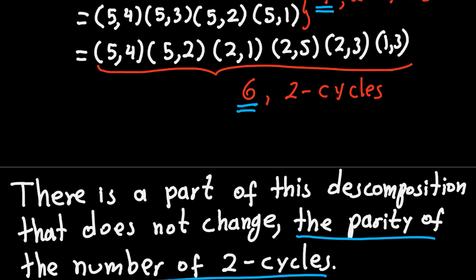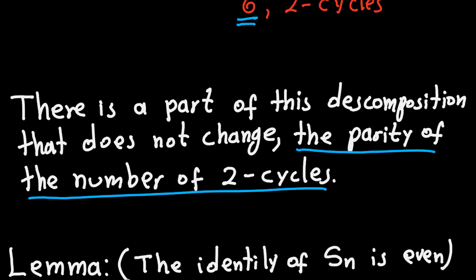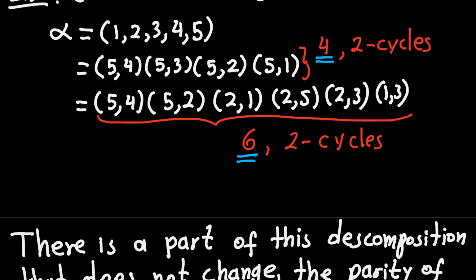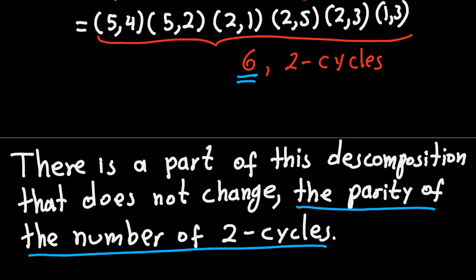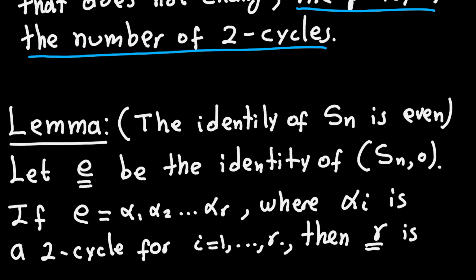Now, even though it's not unique, there is a part of this decomposition that does not change. And that part that does not change is the parity of the number of two cycles. If you look at the example we had here, this is a product of 4 two cycles, and this is a product of 6 cycles. So these 4 and 6 are both even numbers. If you have a permutation that can be expressed as a product of an odd number of two cycles, then any other decomposition has to be also into an odd number of two cycles. So that was one of the ideas we're going to talk about in this lecture.